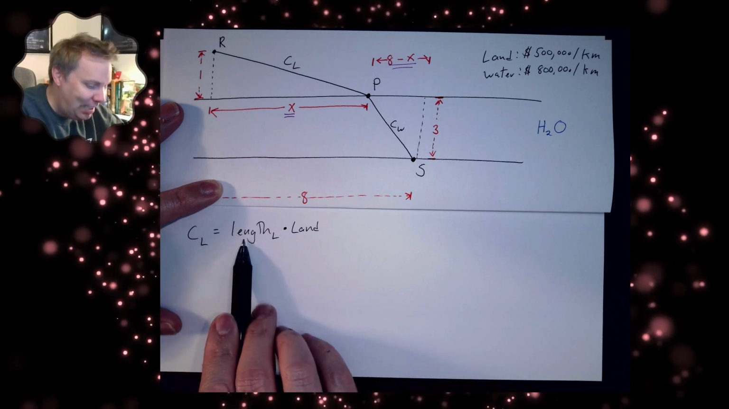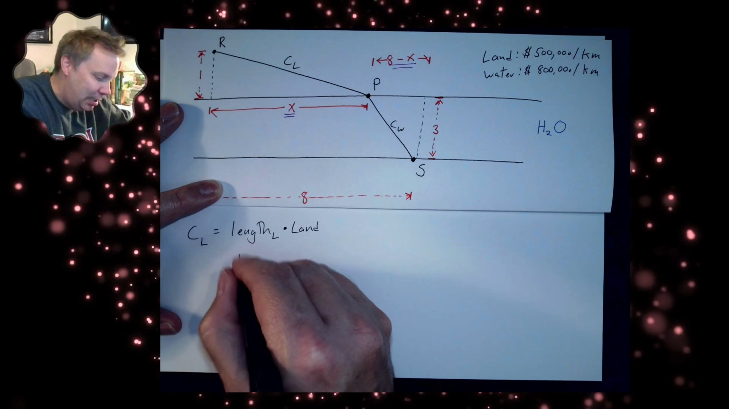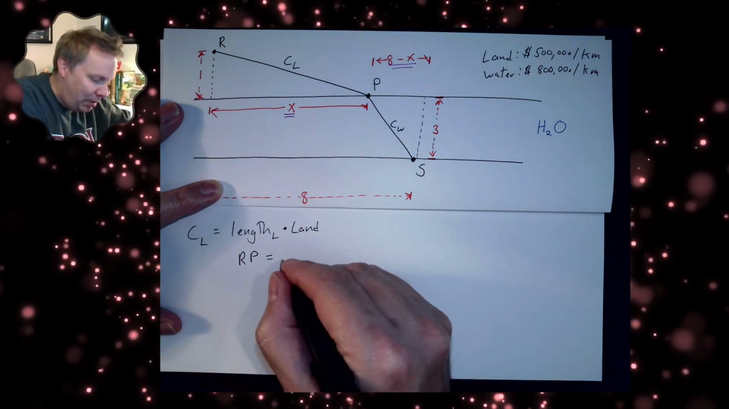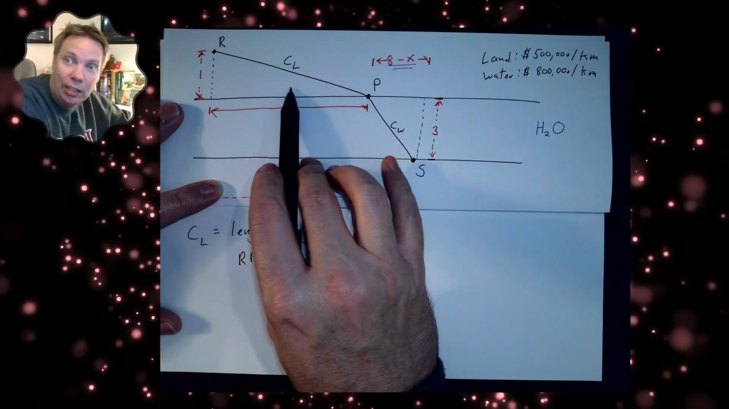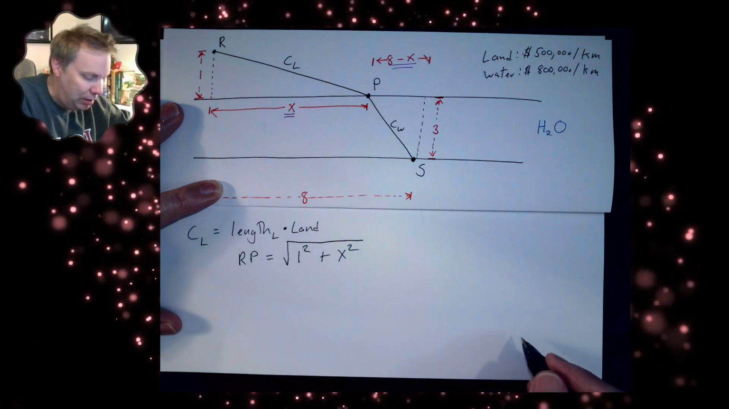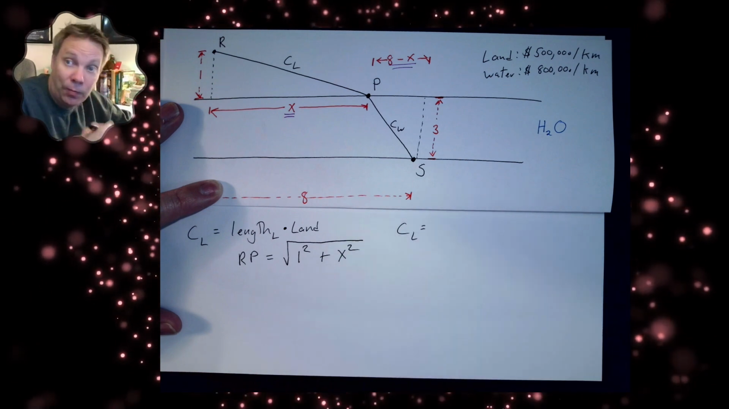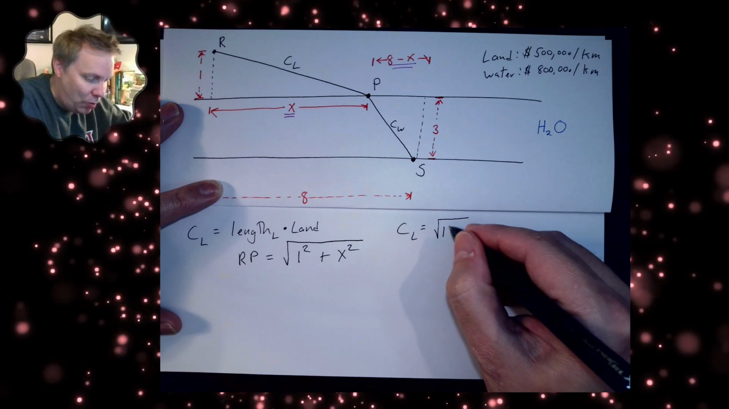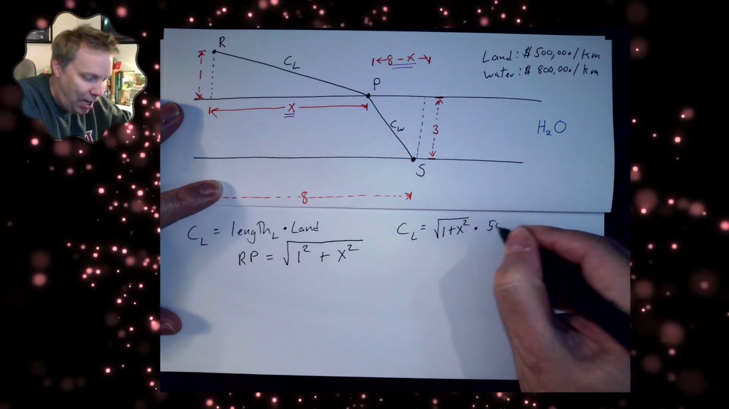So let's work on the length of this thing. In other words, what's the length of RP? Well, if I'm looking at a Pythagorean theorem here, I have a right triangle. I get the square root of 1 squared plus x squared. Now to get the cost for this pipe over the land, it's going to be the length, the square root of 1 plus x squared, times 500,000.